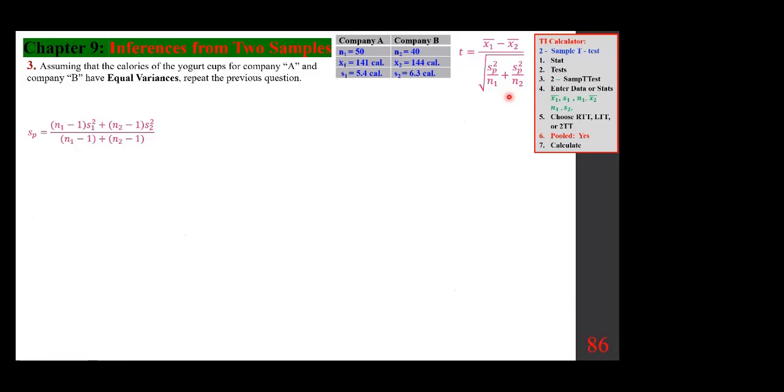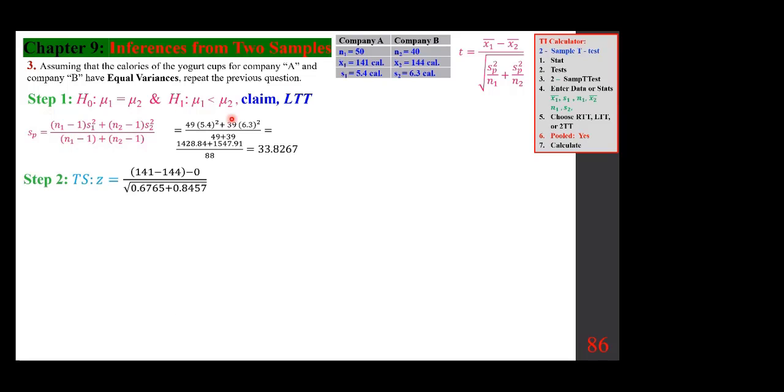Now the equation changes, the test statistic changes. Everything else remains the same as far as the first step is concerned. The formula is a little bit more complicated. On a normal basis, we don't use that. So the first step stays the same. The second step, in order to calculate the test statistic, we need to calculate the pooled value here. We do that. So it takes a little bit of time to get there. And the test statistic becomes negative 2.431.